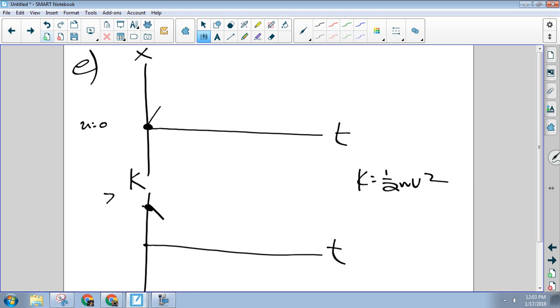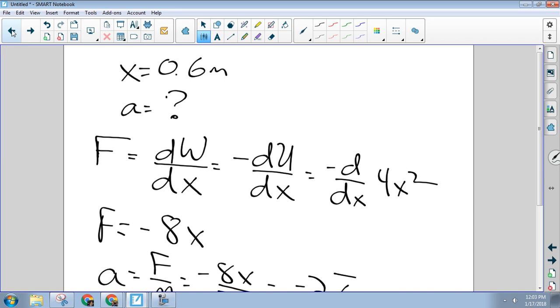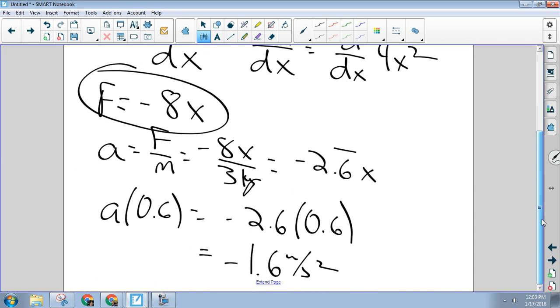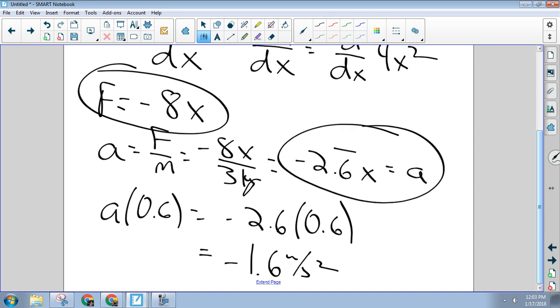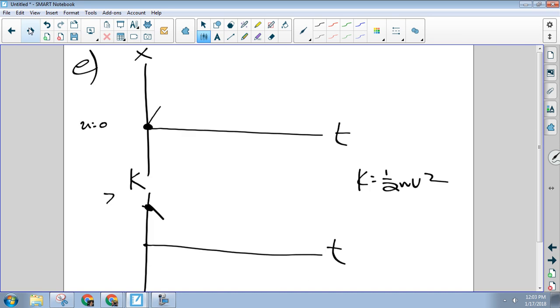Now, the other thing that I know is that, well, I guess maybe I should be looking at this. My acceleration is negative, right? So my velocity's got to be decreasing, right? Does that make sense? So how do I, on this graph, indicate decreasing velocity, you guys?